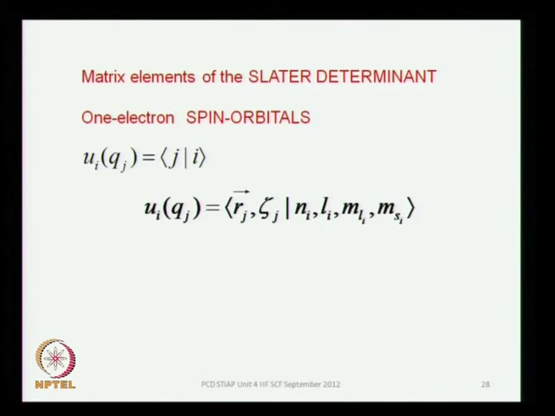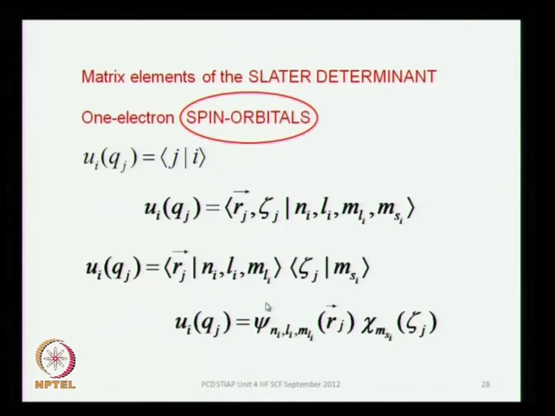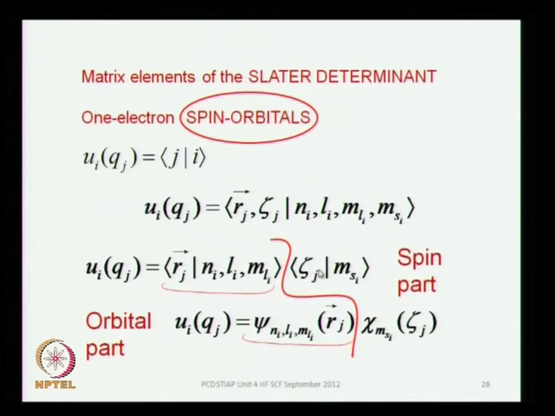These are our designations, and you can write the spin orbital. This is called a spin orbital. This is the orbital part and this is the spin part, which is why it is called a spin orbital, because you can factor this spin orbital UIQJ into an orbital part and the spin part. So, this is the spin part and this is the orbital part.